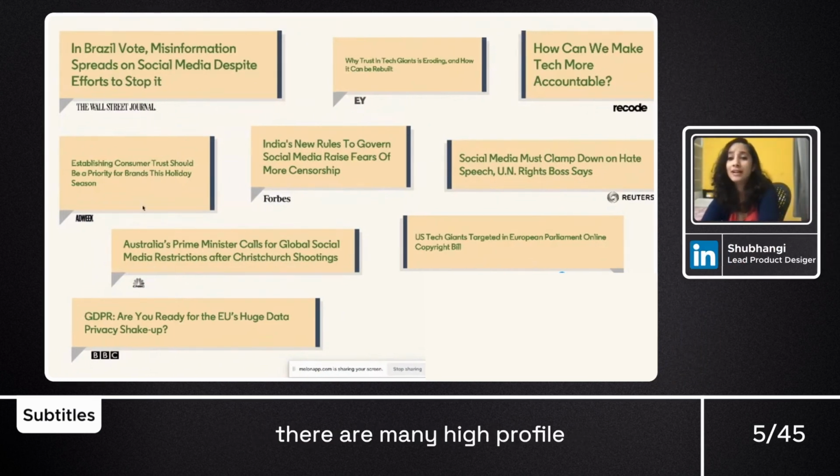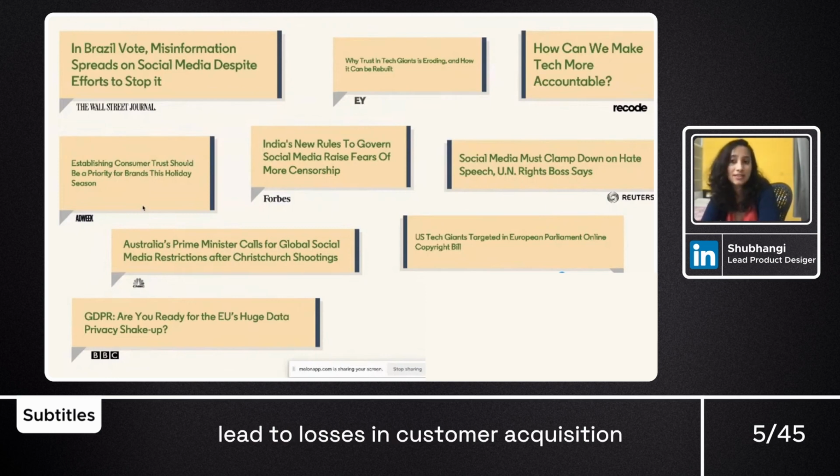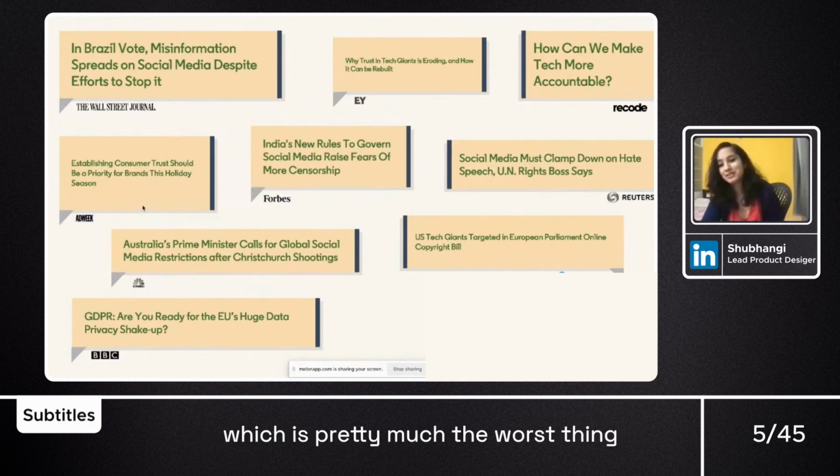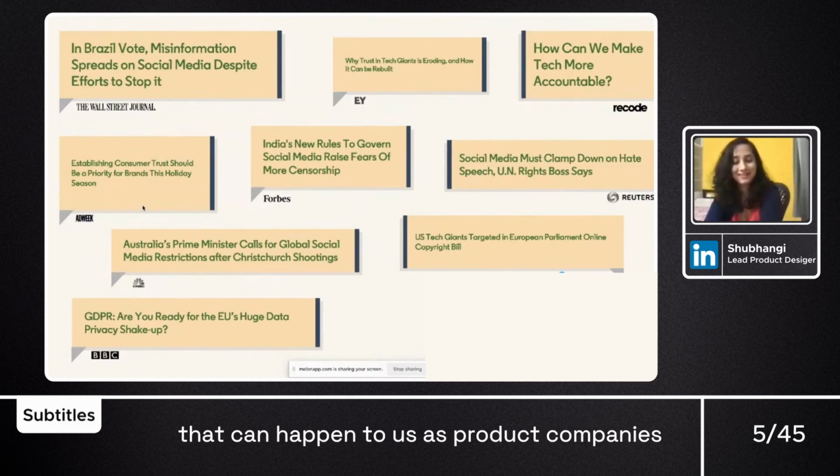There are many high profile controversies that companies seek to avoid, and with the growing realization that a trust breach can actually lead to losses in customer acquisition, it can lead to people dropping off the funnel and people stopping using your product, which is pretty much the worst thing that can happen to us as product companies, right?